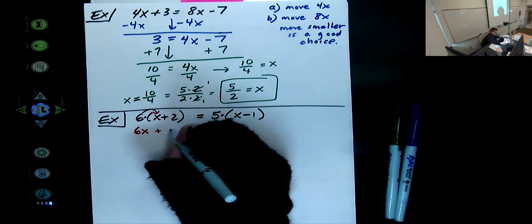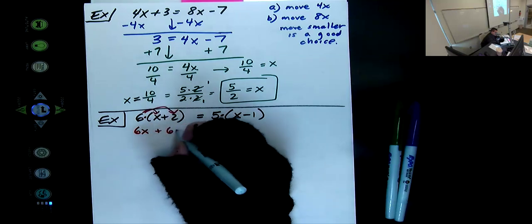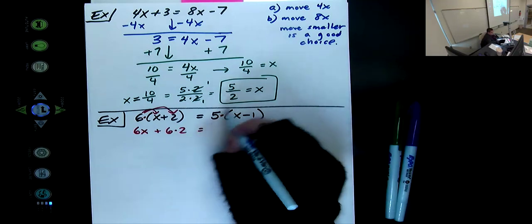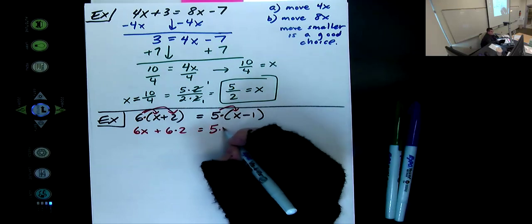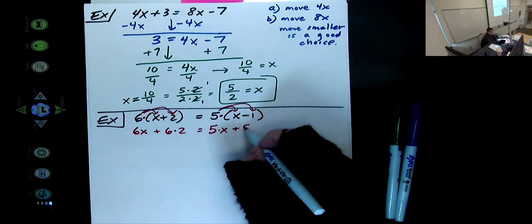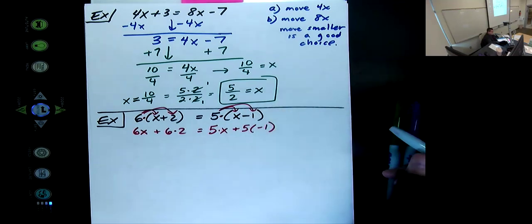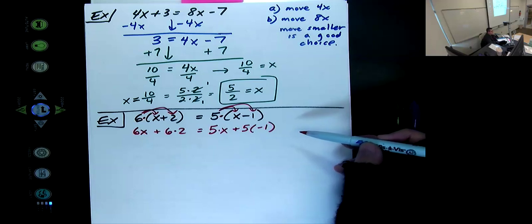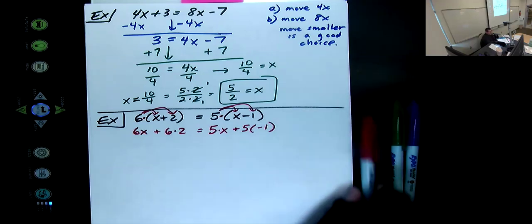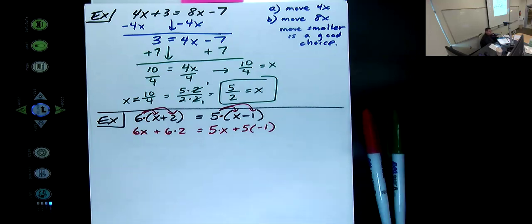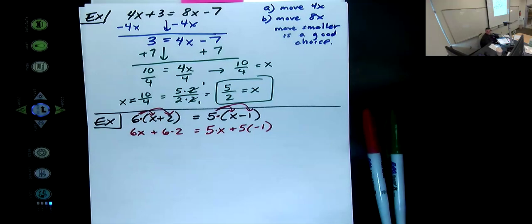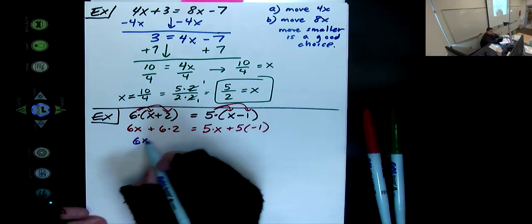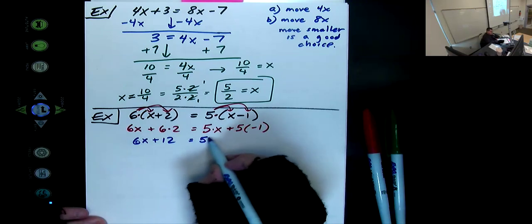And I'll do this step a little bit slower. We're also going to do the 6 times the 2. And we have 6 times 2. On the right side, I have 5 times x, which is 5 times x. And then 5 times negative 1 is 5 times negative 1. You will normally skip this step as you get comfortable doing algebra. But I wanted to point out what I'm doing just to make sure everyone's on the same page. So 6 times 2 is 12. And 5 times negative 1 is negative 5.